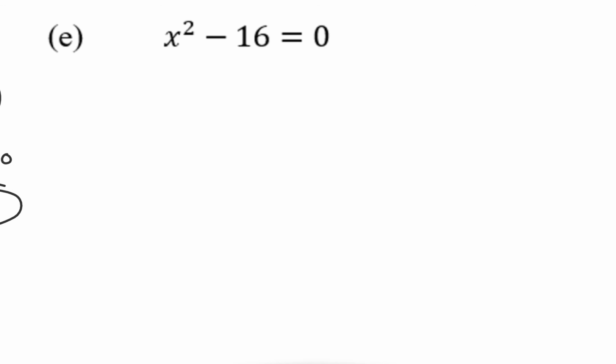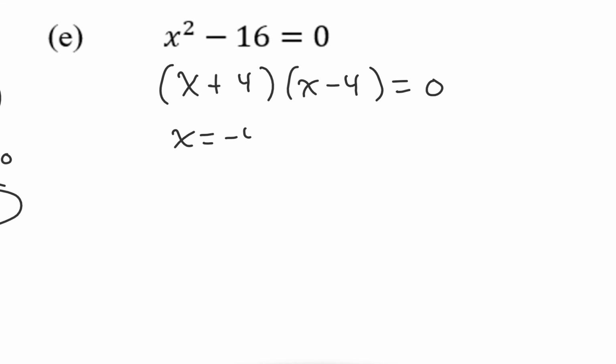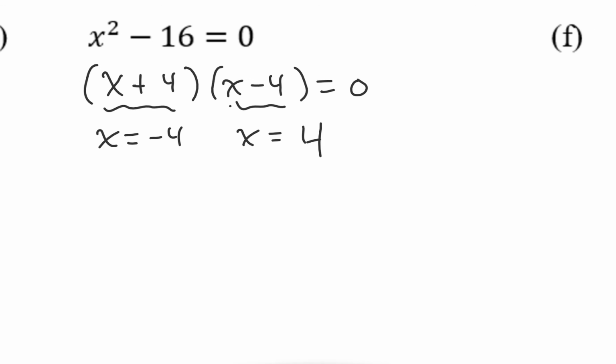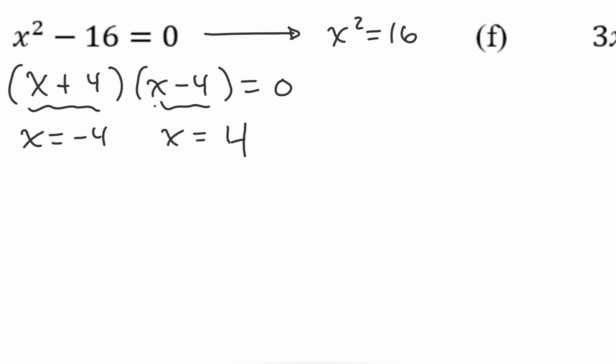On the next one, I'm going to go ahead and add 16 to both sides. This is the difference of two squares. And I can solve this by writing it as x plus 4 times x minus 4. That's the difference of squares pattern. And if I set each of these equal to 0, I would get x is negative 4 for the first factor, and x equals positive 4. Again, setting each of these equal to 0 and then solving. The other thing I could do is because there's no linear term, I can just rewrite this as x squared equals 16, and then I can take the square root of both sides.